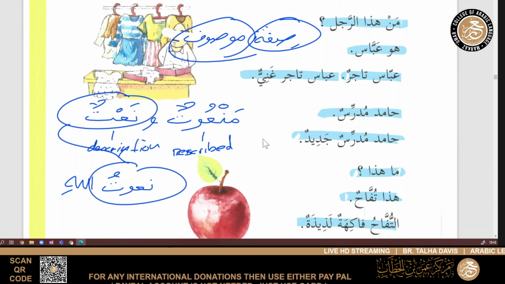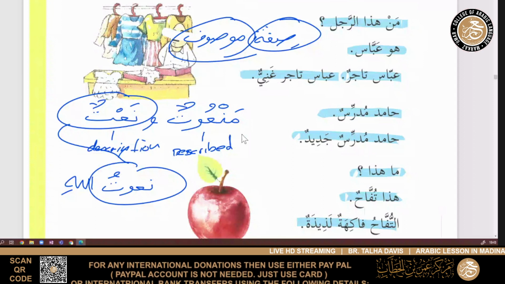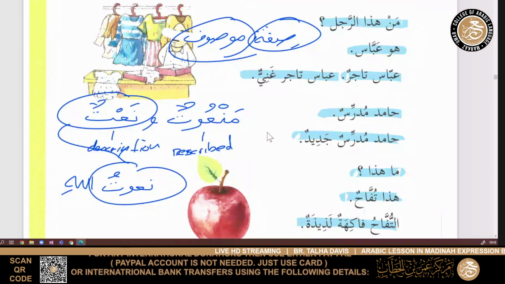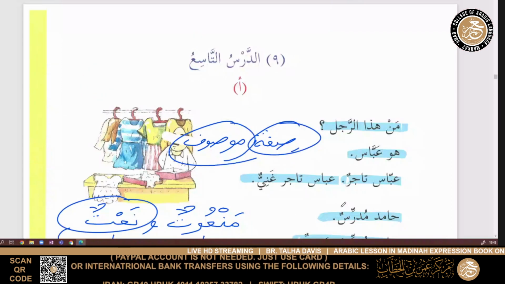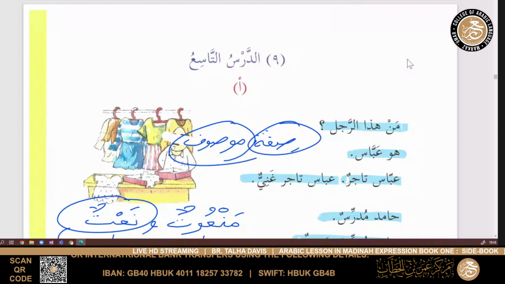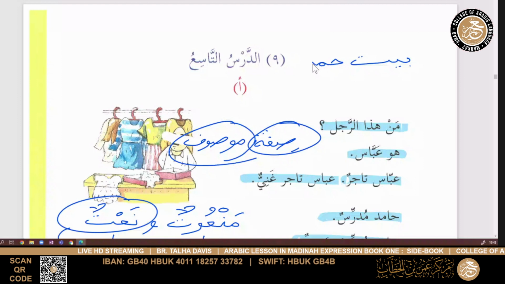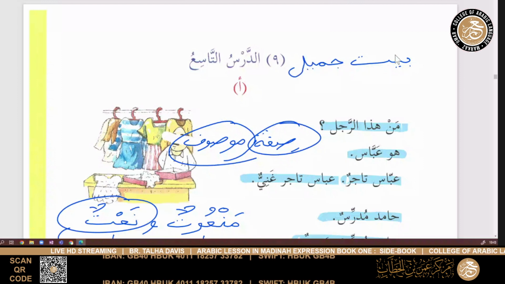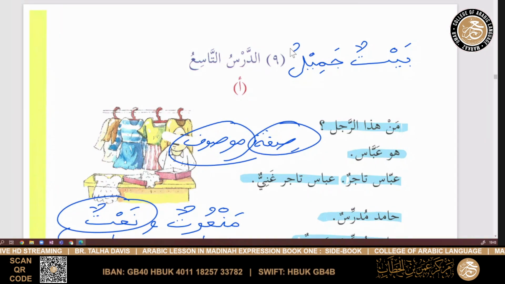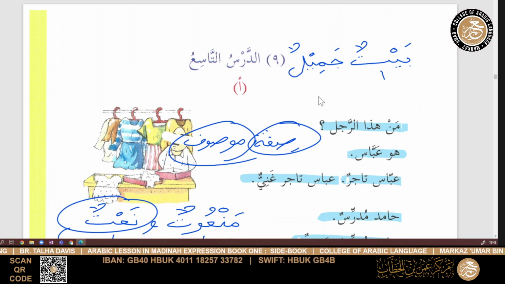Okay, so from the rules, it's very simple. The rule of man'ut wa na'at is that they always have to be the same. So for example, we can say baytun jamilun. Baytun is the man'ut, the described, and jamilun is the na'at.